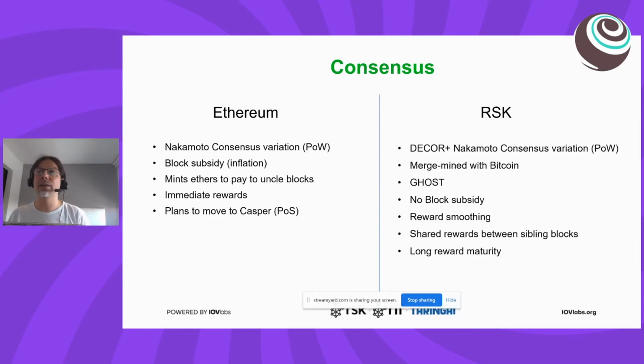It has a reward smoothing system where there is a shared mining account where each block reward goes to this account, and then each miner takes 10% of this account. So it's a much more cooperative game between miners than the pure competition you see in Bitcoin to create the next block. So in case two miners create sibling blocks, the reward is split evenly between them. And also, it has a long maturity of the rewards. You have to wait 4,000 blocks to get the mining rewards.